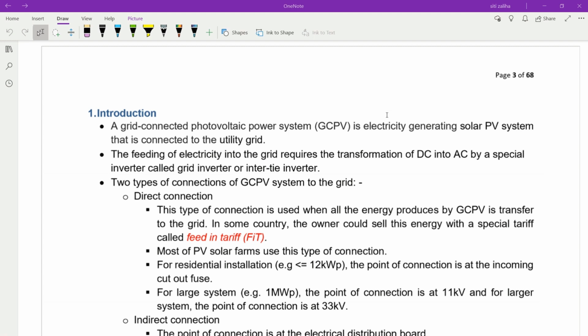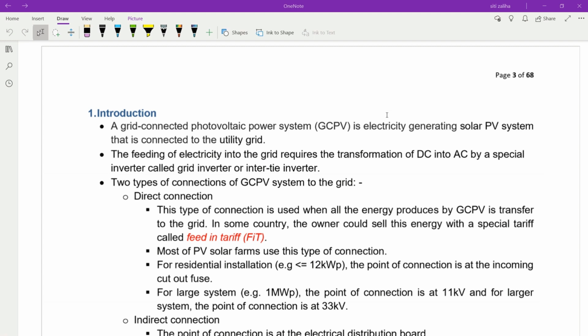Point number 3, there are two types of connection of GCPV system to the grid, which is direct connection and indirect connection. Direct connection is used when all the energy produced by the GCPV is transferred to the grid. In some countries, the owner could sell this energy with a special tariff called feed-in tariff, FIT. Most of the PV solar farms use this type of connection.